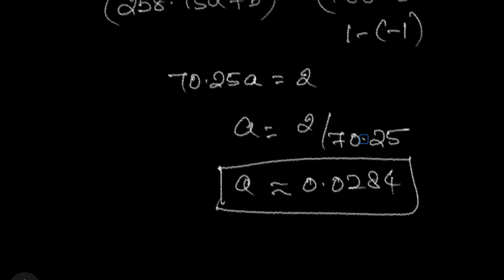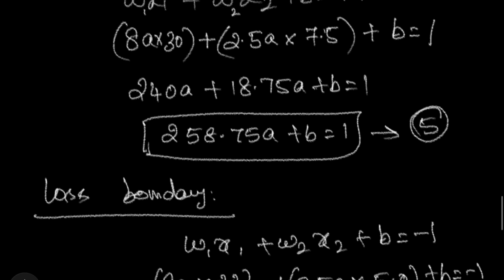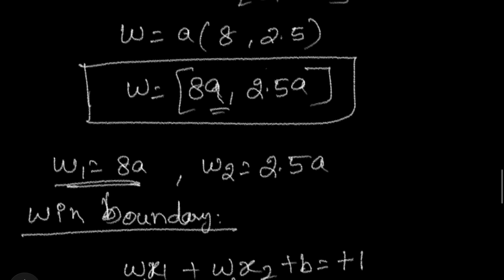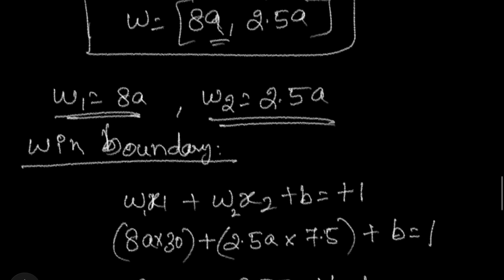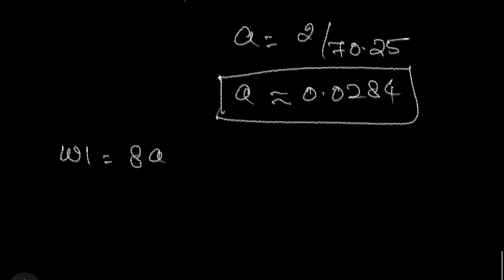Now we have to find the value of b so that we can apply it and get the boundary equation. We have the w1 value, we have the w2 value, we have the x1 value with this, x2 value with this, and also we have y1 and y2 as the class labels. Now we have found the value of a, the leftover is b. So we'll apply the value of a and get the value of b directly. What is the value of w1? We have 8a and w2 is 2.5a. We will apply the value of a over here so that we can find the values of w1 and w2. So w1 equals 8a and w2 equals 2.5a.